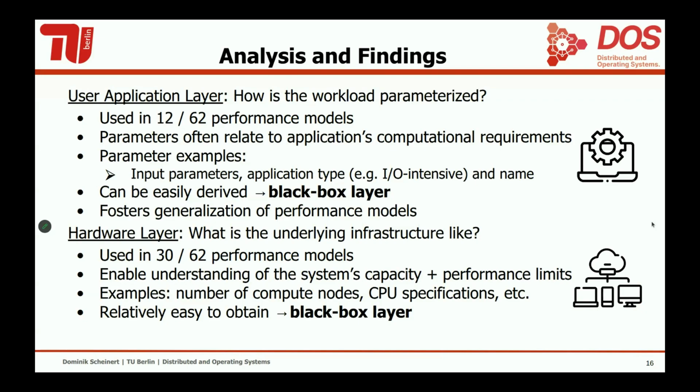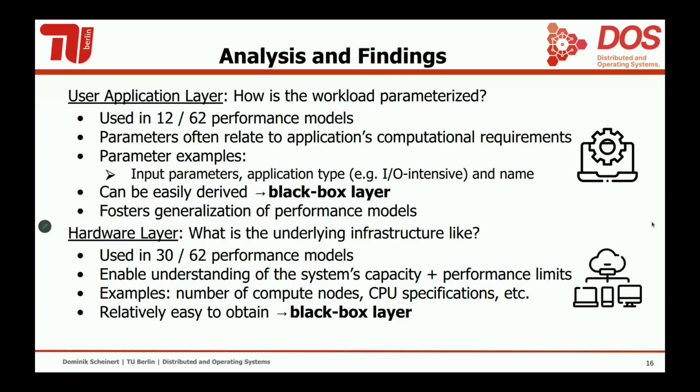So what about the user application layer? So how is the actual workload parameterized? And here we saw that this layer is used in 12 out of these performance models. And here the parameters often relate to applications' computational requirements. And just to give some examples, it could include input parameters. So let's say you have a job that is just computing a number of clusters in a data set, then one parameter would be the number of clusters or the convergence criterion when to stop computing. Okay, so these parameters are of course important and might have an influence, but also the general application types.